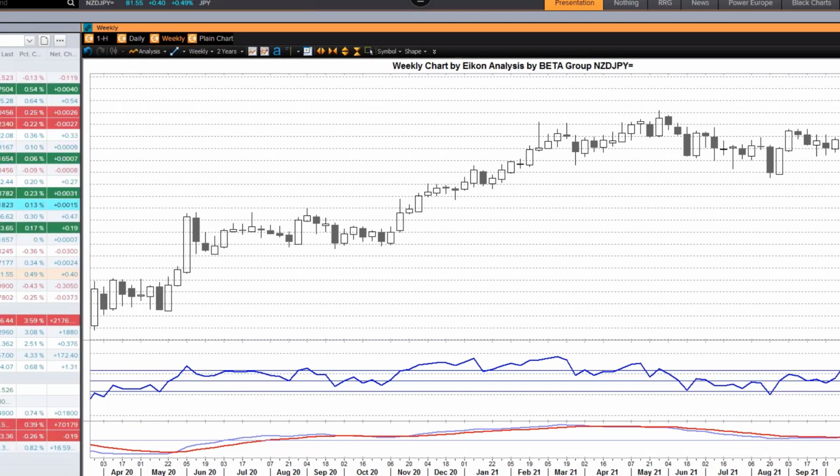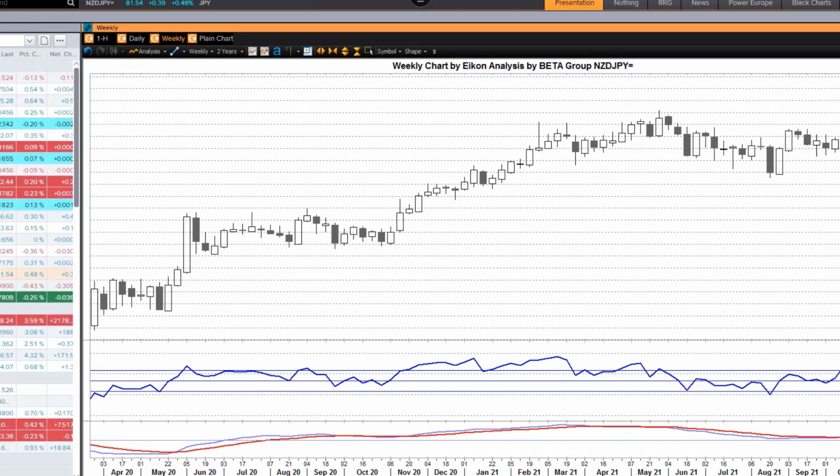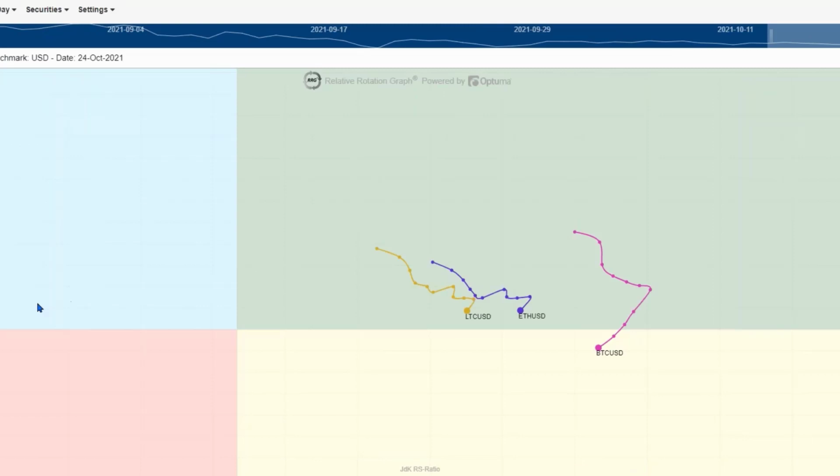Okay, now let's look again at the relative rotation graph, but this time of the cryptocurrencies. So the vertical line here is the US dollar. Everything to the right is stronger than the US dollar. The furthest to the right is Bitcoin, then Ethereum, then Litecoin. I actually think this rather understates that order there. Bitcoin strong, Ethereum quite strong, Litecoin is way, way below its highs, but it's still on its way steady.